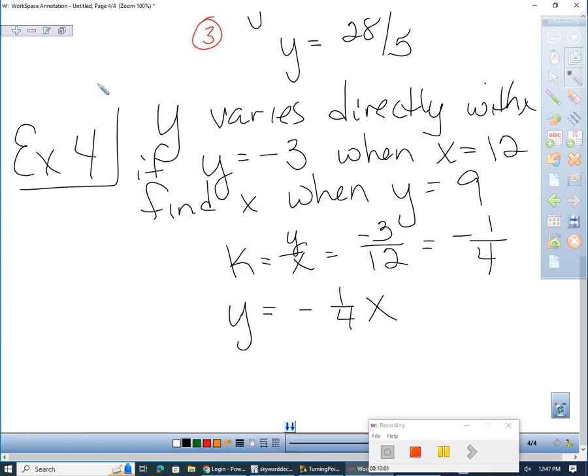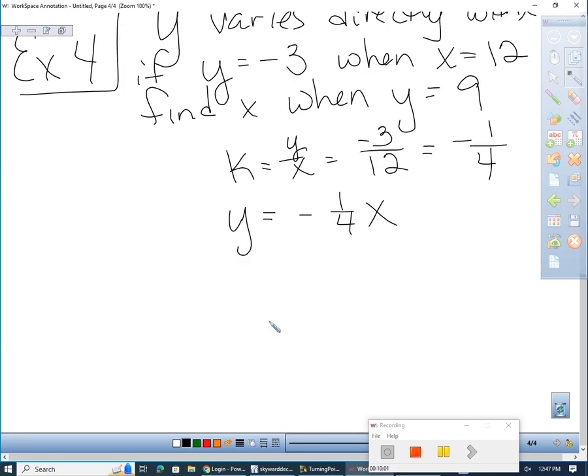Now we use what we know to find the unknown. This says find x when y is 9. So I'm going to plug 9 in for y this time. So 9 goes here. 9 equals -1/4 x. How do I solve this? What should I do?